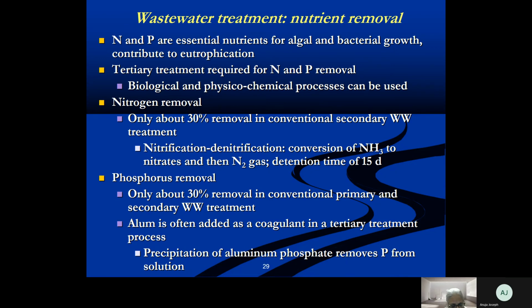you discharge it into any surface water body, it will cause eutrophication because nitrogen and phosphorus have not been removed. Only a small amount has been removed. And you can see about 30% removal of nitrogen and only 30% removal of phosphate is obtained in conventional wastewater treatment. Now, this remaining nitrogen and phosphorus will encourage algal as well as bacterial growth. It will lead to degradation of the water quality in the receiving water bodies.